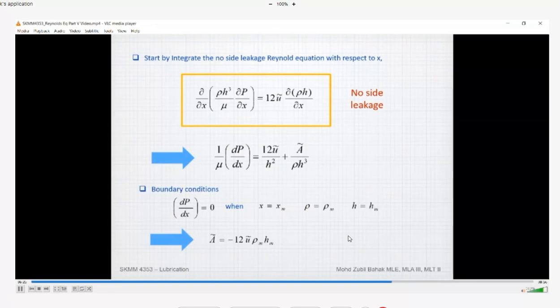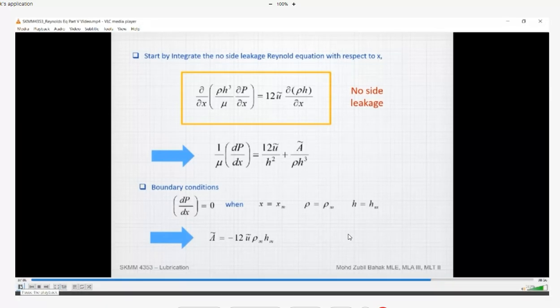And we have a constant a, and in order to determine the value of constant a, once again, we have to define the boundary condition, which is dp over dx is equal to 0 when x is equal to xm, which is at the maximum point of pressure. The x is equal to xm. At that time, the rho is equal to rho m, and also the h is equal to the h maximum. So, taking this boundary condition, put back into the product of the integration, then we have a as minus 12 u bar rho m hm.